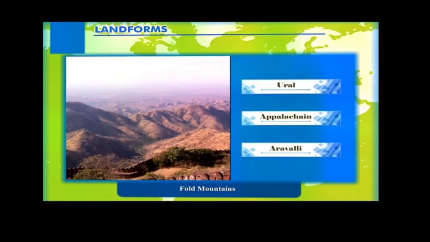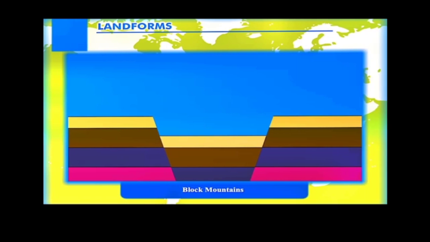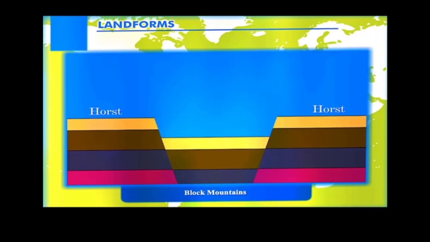The second category, block mountains. These are formed as a result of parallel faulting or cracking in the earth followed by uplift or sinking along the faults. The uplifted block forms a horst or a block mountain. The dropped blocks are termed as graben.